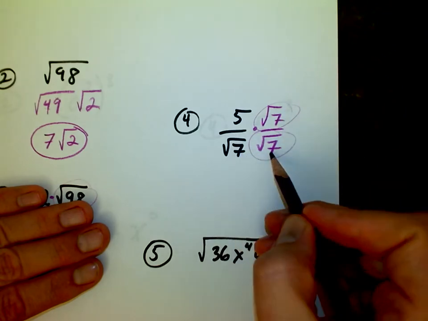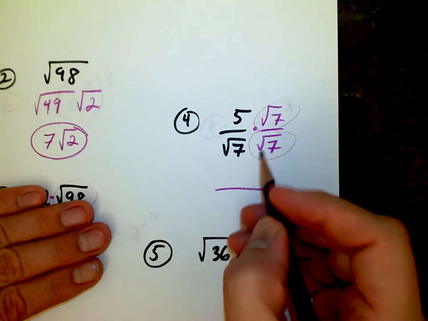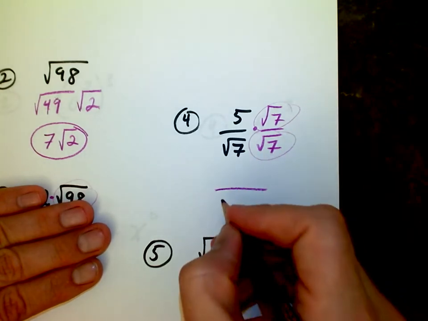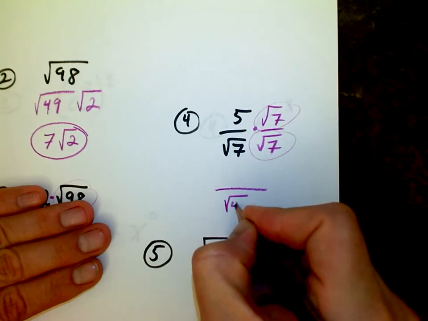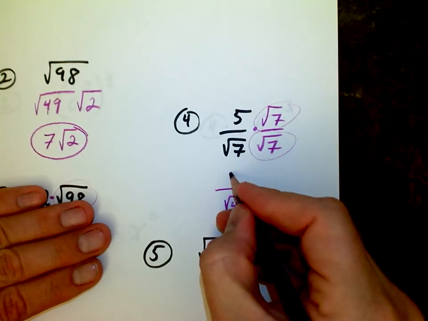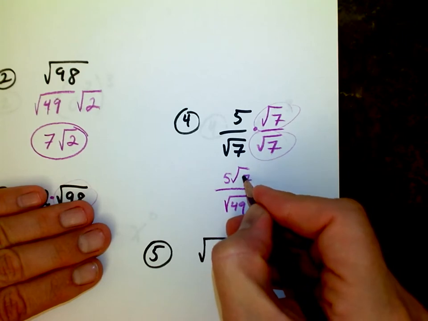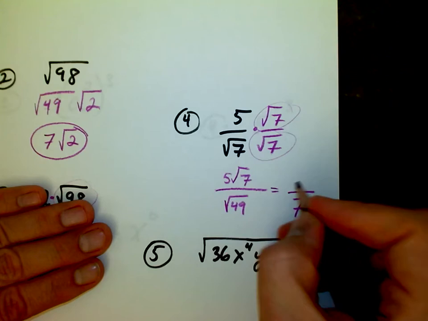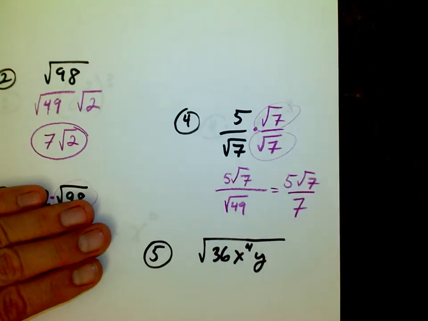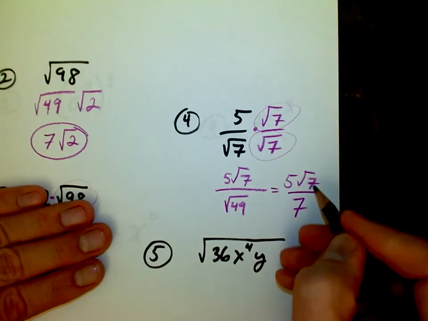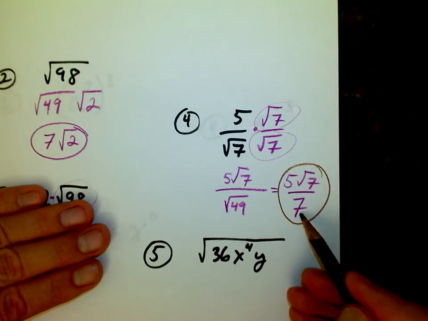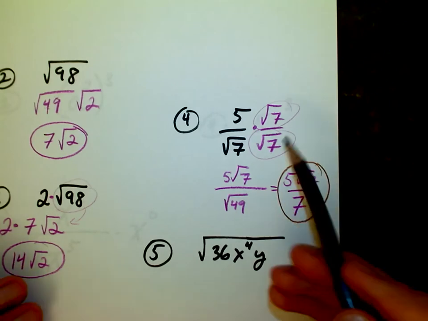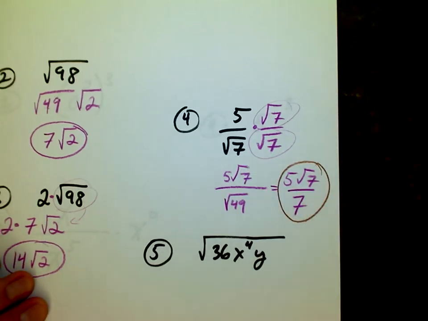If we choose square root of 7, watch what happens to the denominator. The square root of 7 times the square root of 7 is the square root of 49. In the numerator, you've got 5 root 7. Now the square root of 49 is 7. So you have 5 times the square root of 7 divided by 7. And this answer, our denominator, is a rational number as opposed to an irrational number that we started with.